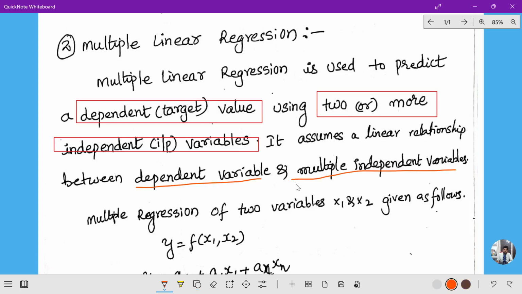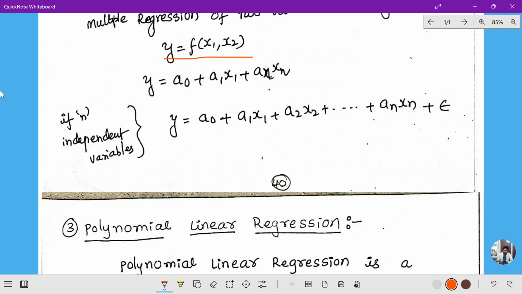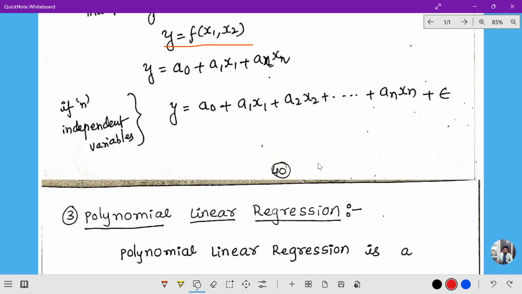Now you see multiple regression of two variables x1 and x2 given as follows. So y is equal to f of x1, x2, and this is one of the most important equations. Please note down all of you. The equation could be y is equal to a0 plus a1 x1 plus a2 x2, so on up to an xn, plus e. So this is called multiple linear regression.